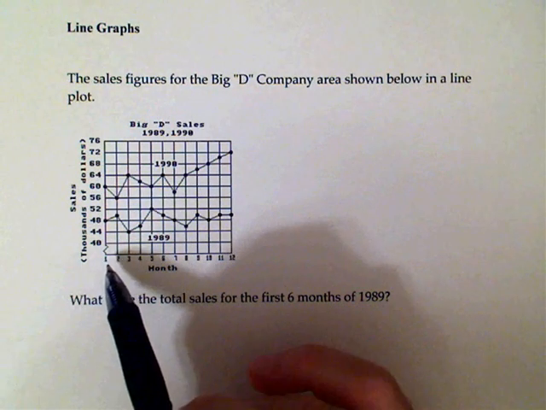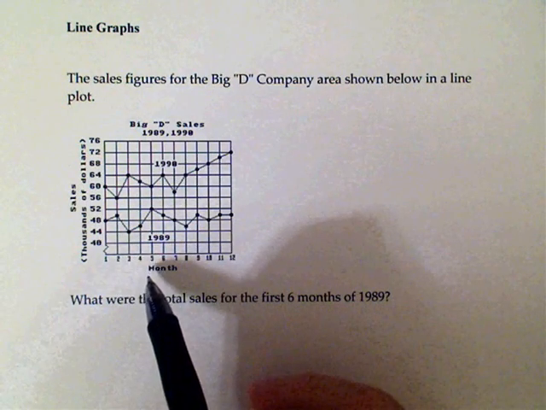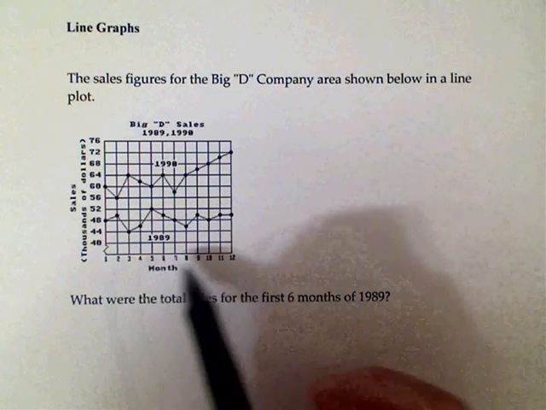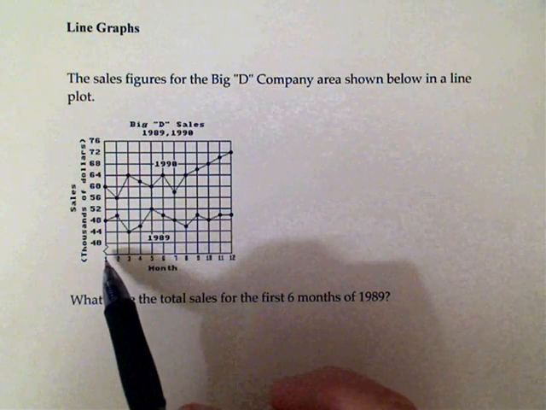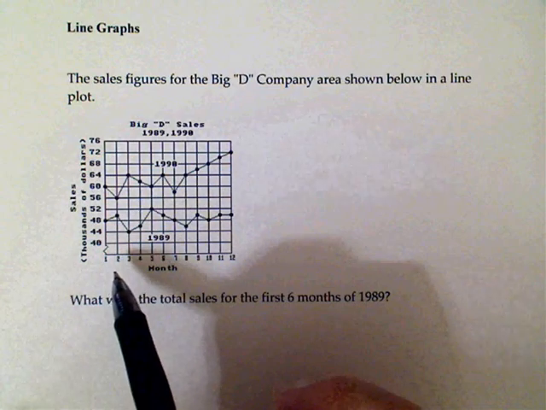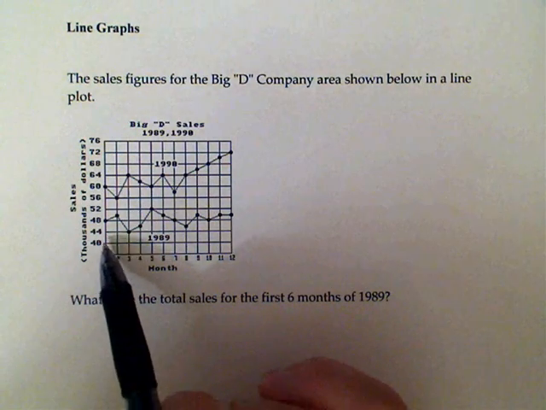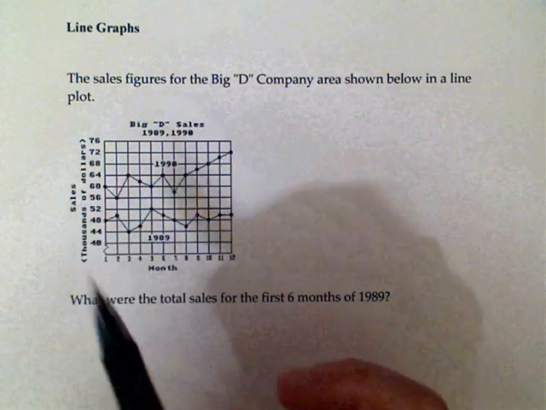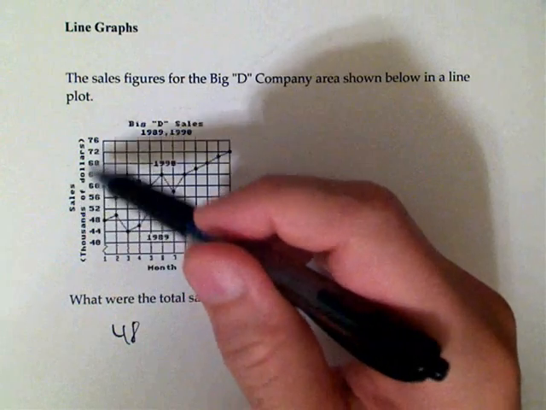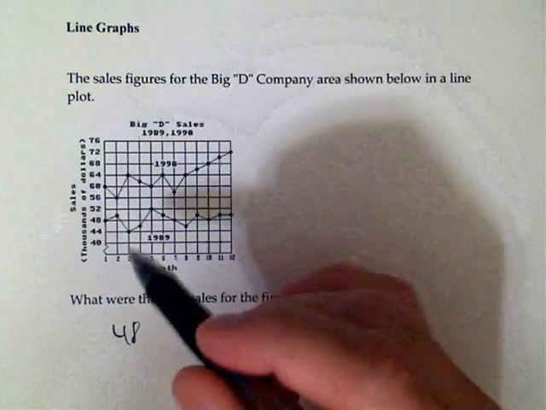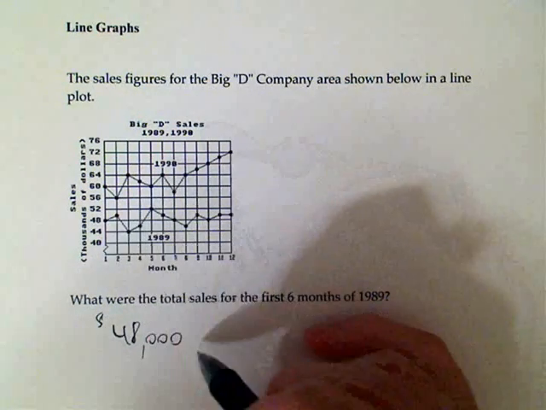So for the first 6 months of 1989. Well, we not only have to assume it when it says 1989. We got 12 months. This has to be January. So sometimes you don't have to assume. You can't assume. It is what it is. So for this first month, some people will say it's 48, but it's not. You gotta look at the side. Thousands of dollars. So it's actually $48,000. Second one looks like 50,000.